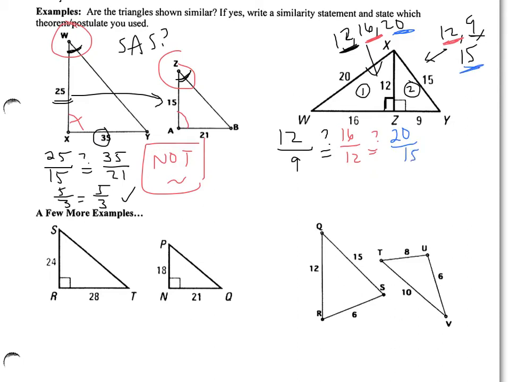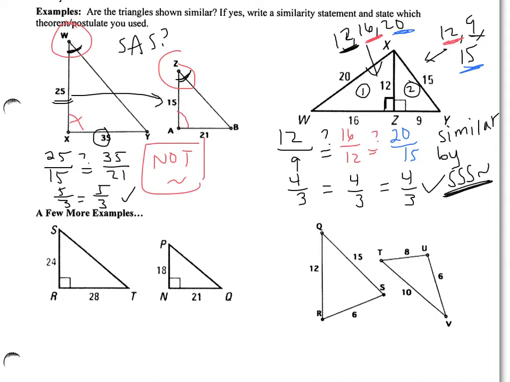12 over 9, if I divide both by 3, I get 4 over 3. 16 over 12, if I divide both by 4, I get 4 over 3. 20 over 15, if I divide both by 5, I get 4 over 3. All three of my ratios are equal, so all of my sides are proportional. I have 3 pairs of sides proportional, so we say these are similar by SSS similarity. You have to say SSS similarity, so I know that we're proving similar triangles, not congruent triangles.